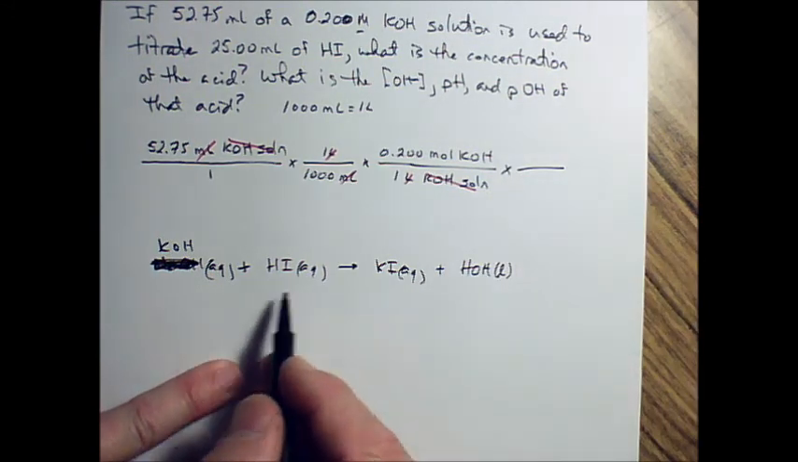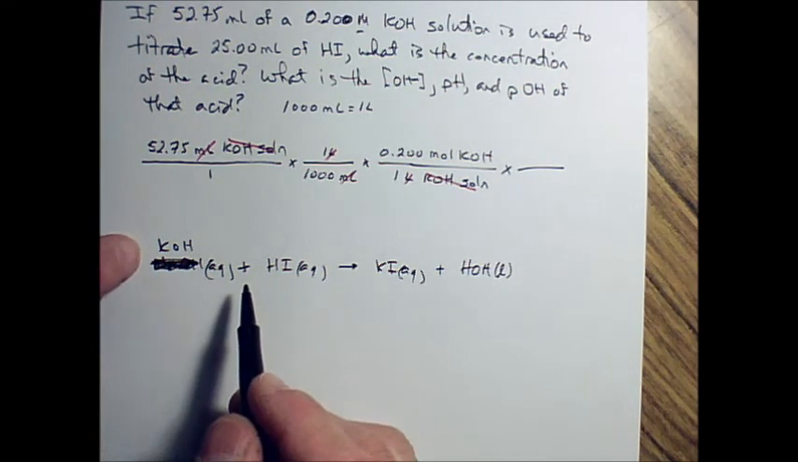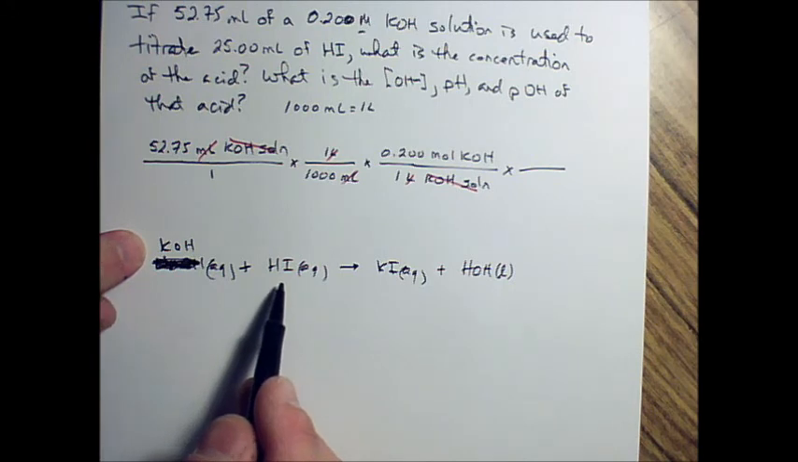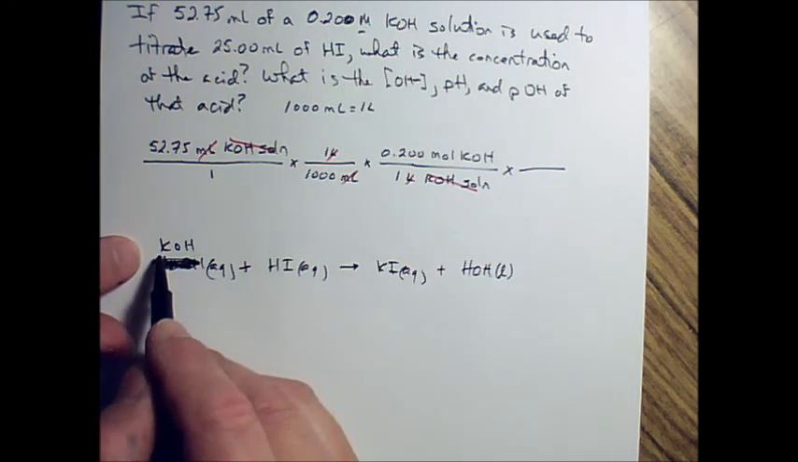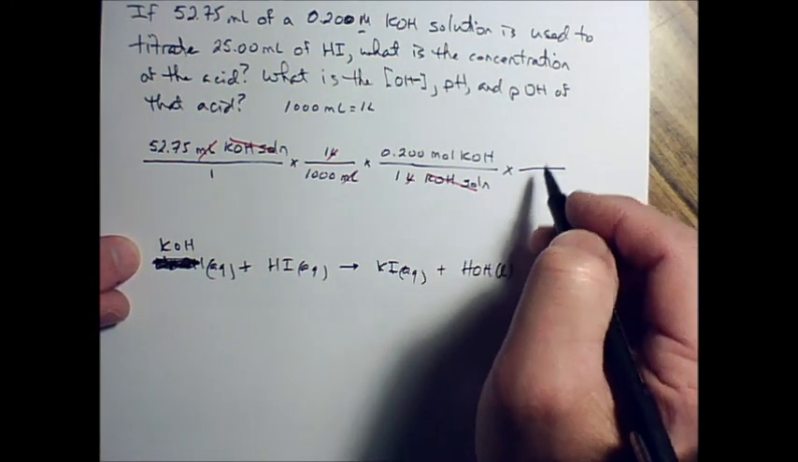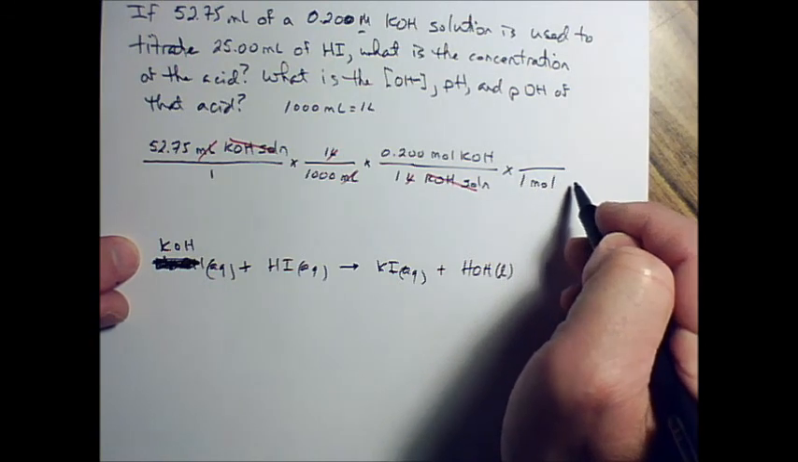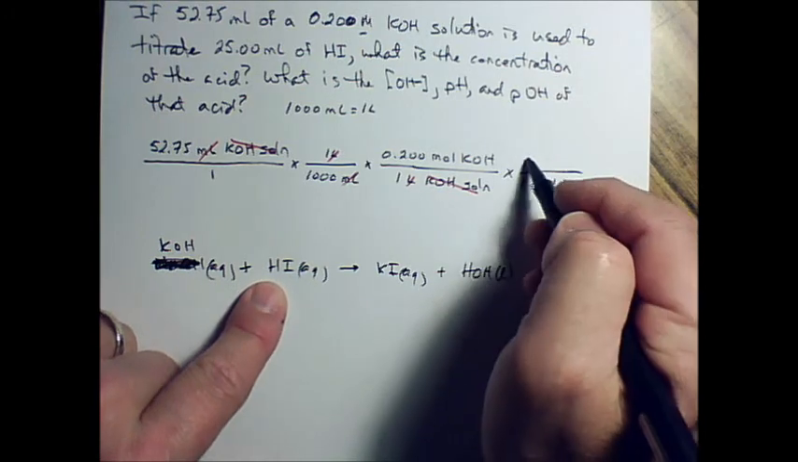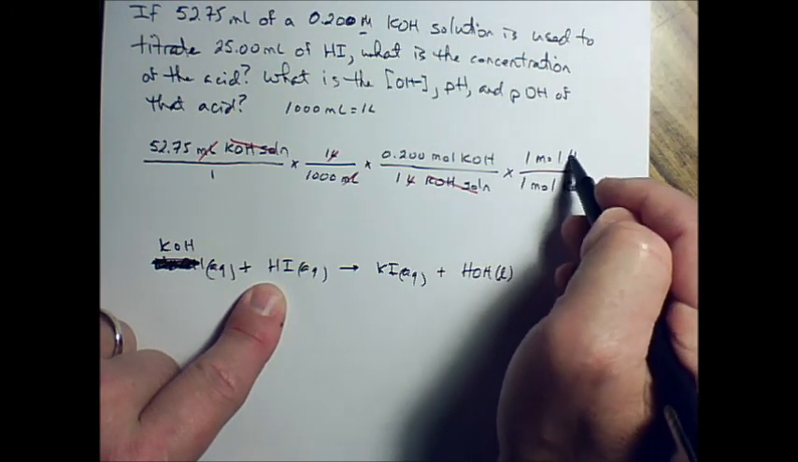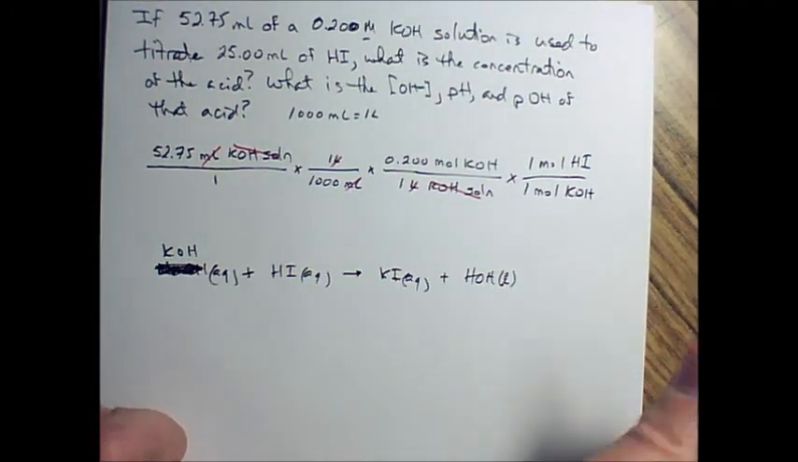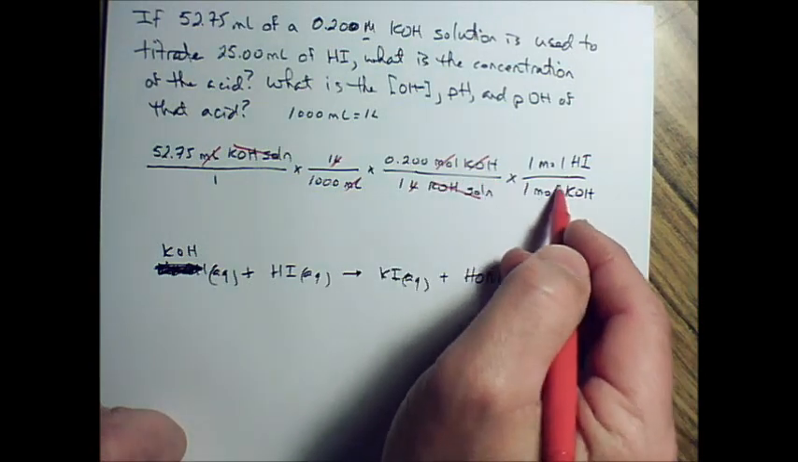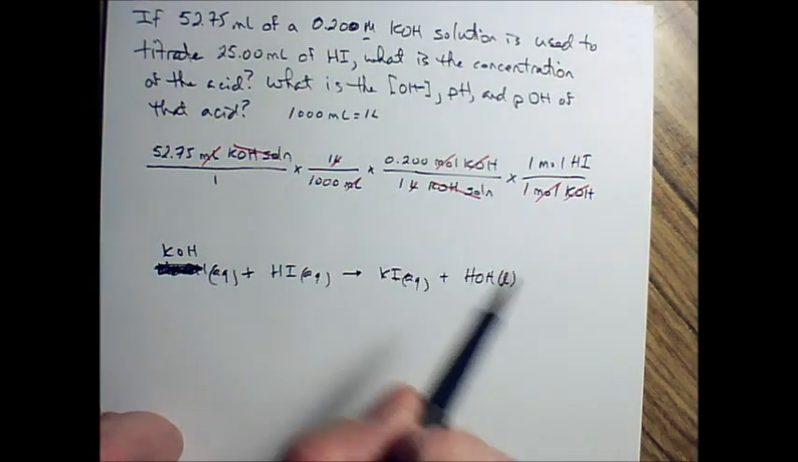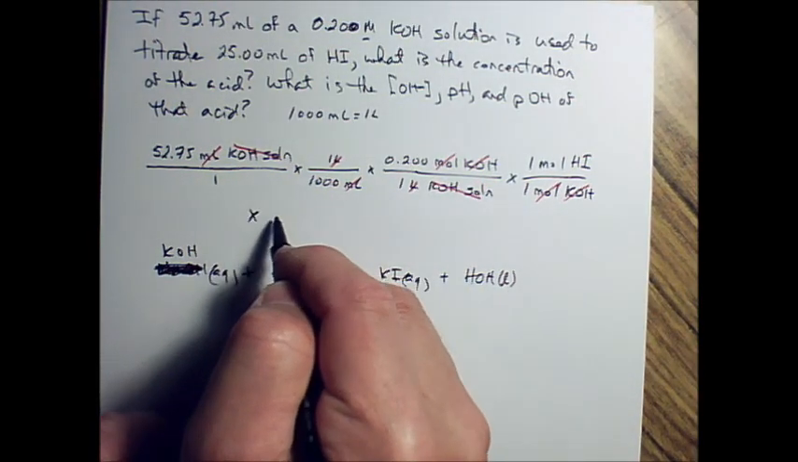Now I have a molar ratio. I'm trying to go from this to this. So I have 1 mole of this and 1 mole of that. All right? 1 mole KOH and 1 mole of HI. I can cancel moles of KOH now. Now I'm going to have to go to another line. I should have turned my paper sideways maybe.